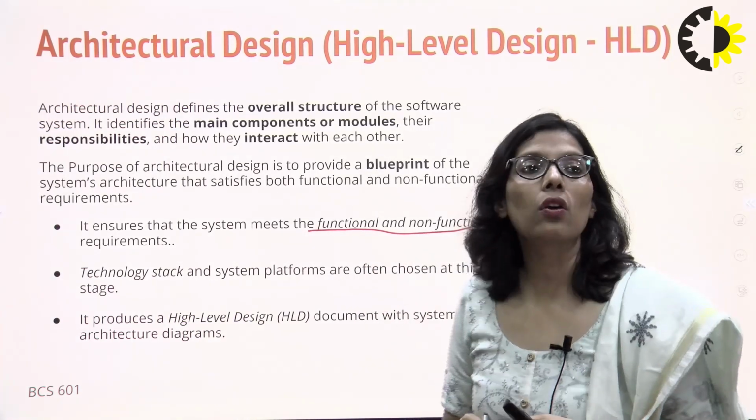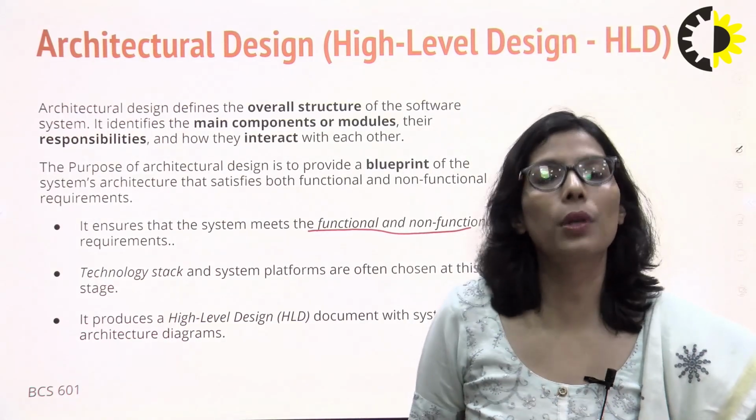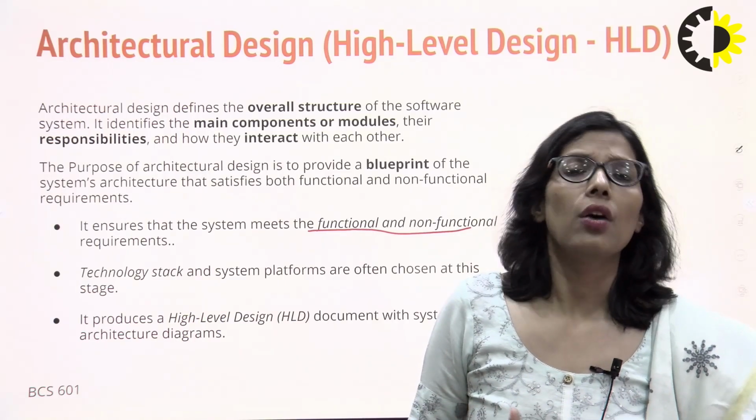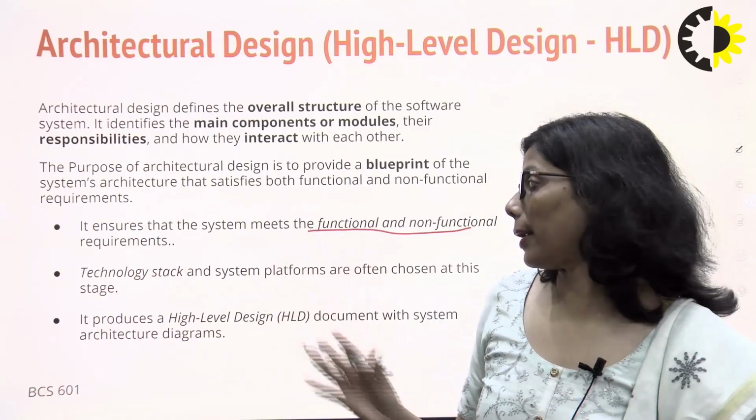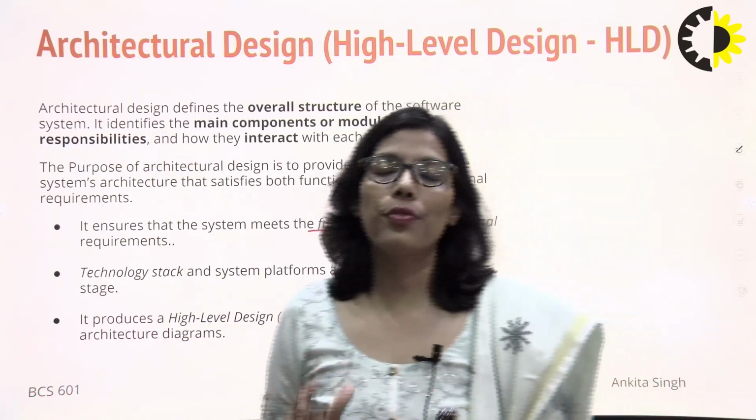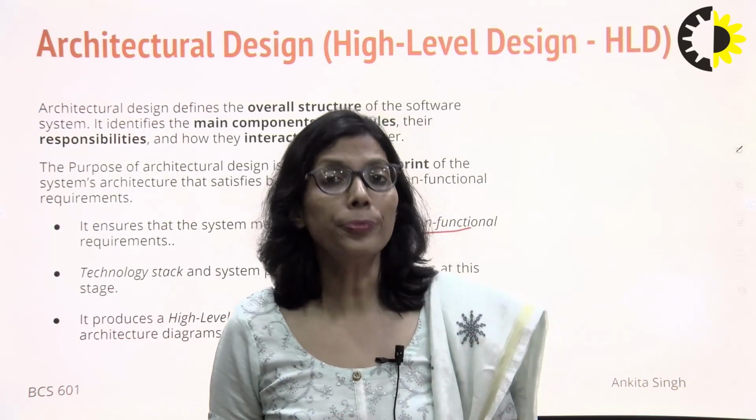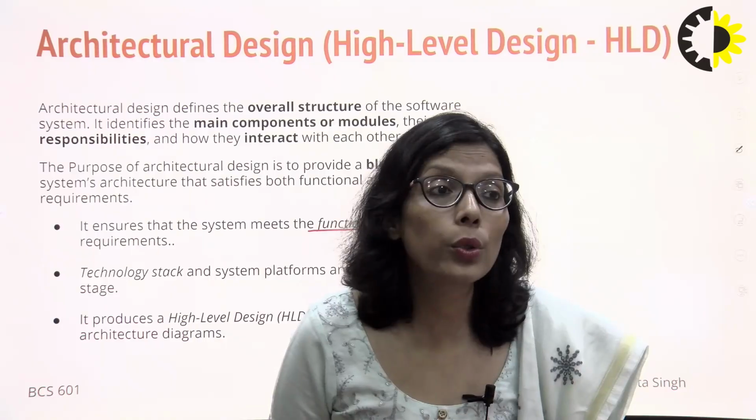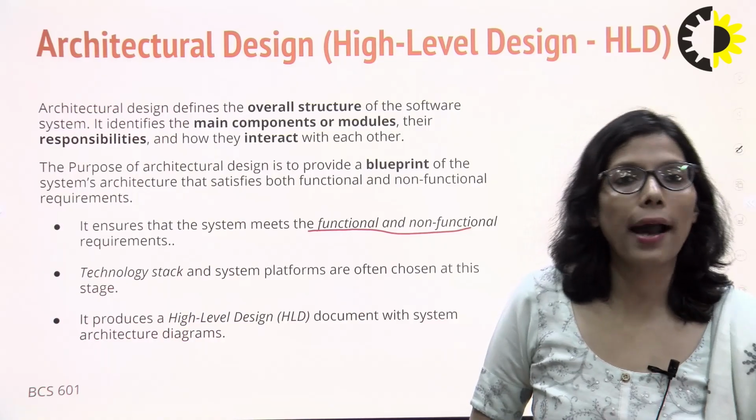Also, we decide the technology stack and system platform, that is, the technology on which we are going to develop the software, either Java or Python or anything else. All these are identified in the architectural design phase. At the end of this phase, we have a high-level design document which has the architectural designs, telling what the modules are, how these modules interact with each other, what technology stack I am going to use, and so on. So these are your architectural design or high-level design.